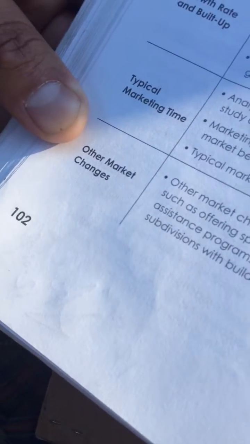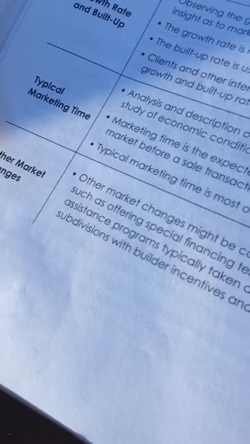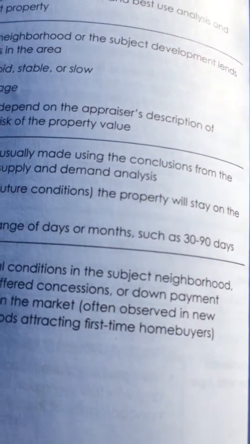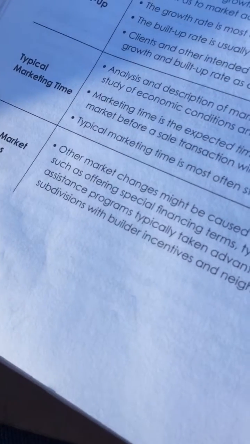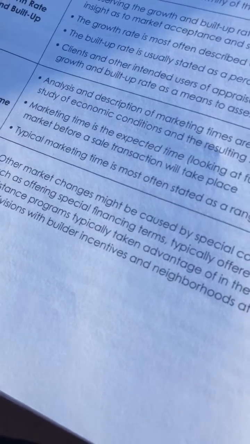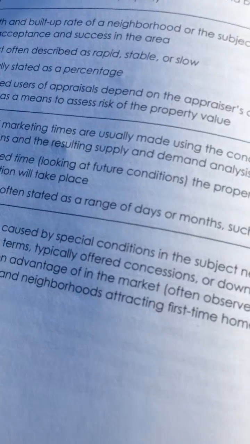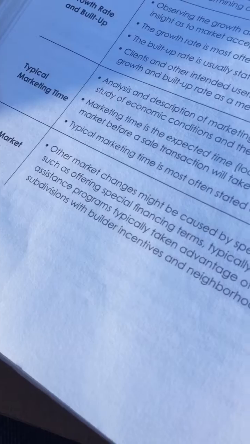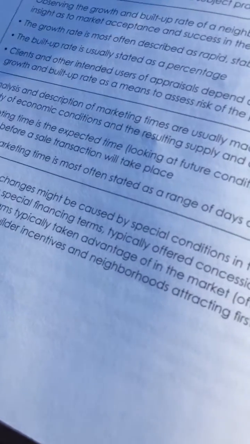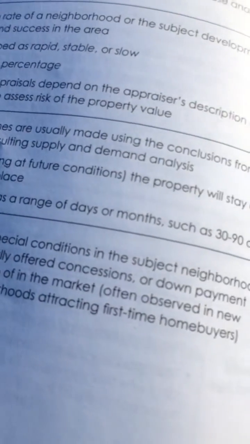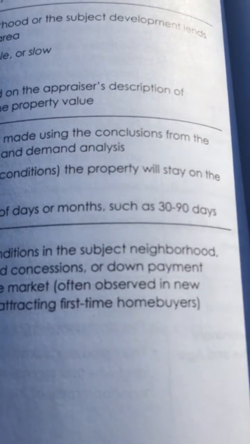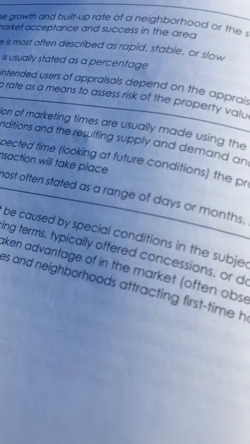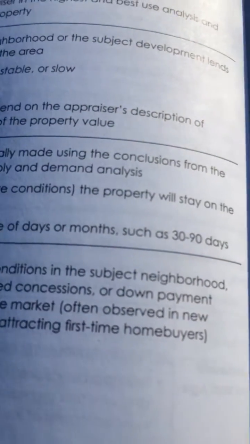Other market changes. Other market changes might be caused by special conditions in the subject neighborhood, such as offering special financing terms, typically offered concessions or down payment assistance programs, typically taken advantage of in the market, often observed in new subdivisions with builder incentives and neighborhoods attracting first-time home buyers.